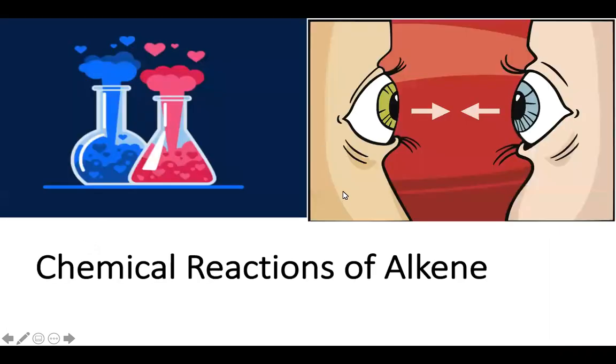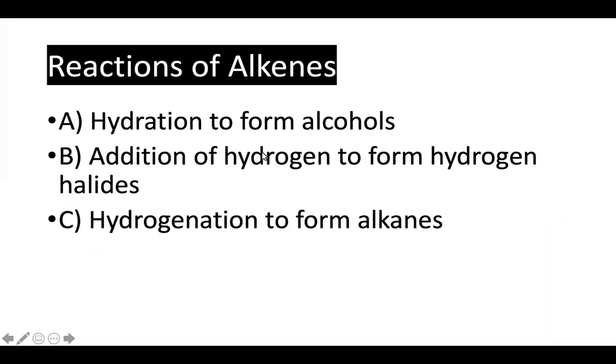Chemical reactions of alkene. There are three types. First is the hydration to form alcohol. Second, addition of hydrogen halide to form alkyl halide. Third, hydrogenation of alkene to form alkane. I think we mentioned this just now. So how do we make alkanes? We take the alkene, hydrogenate it, and we get alkane. And hydration of alkene. So how do we actually add water back to alkene? Just now we took it away from alcohol.